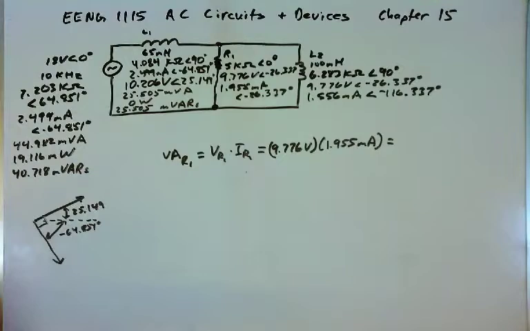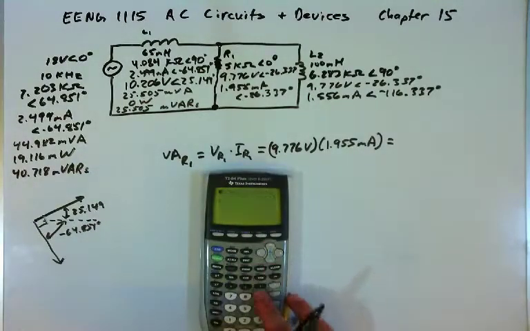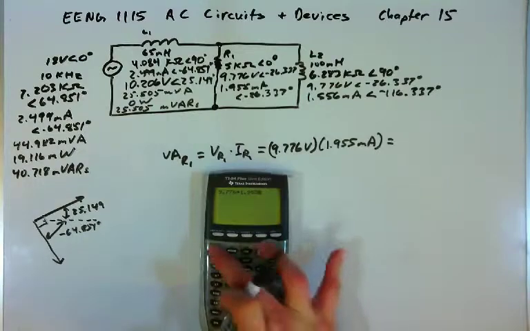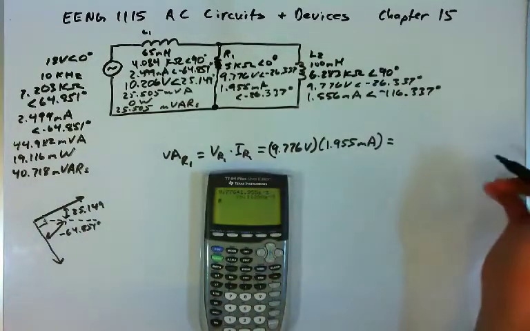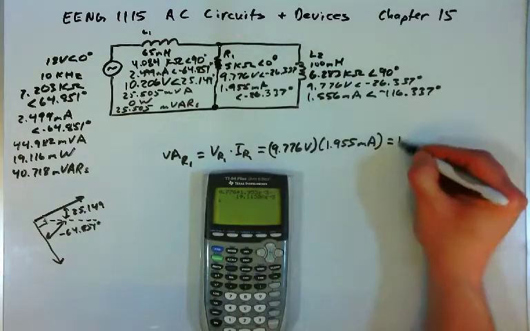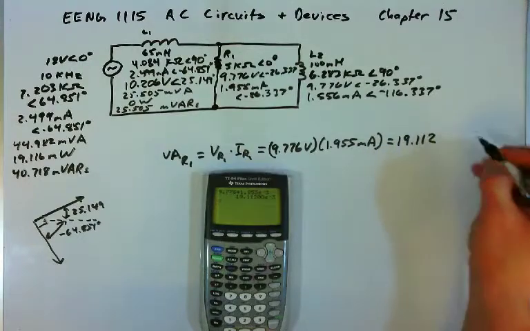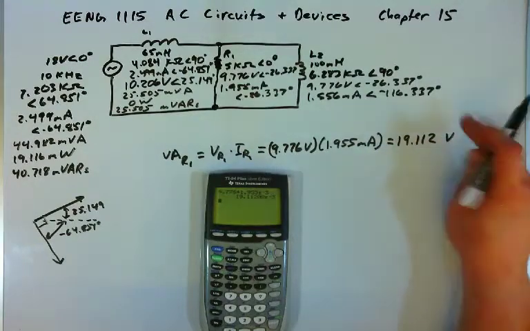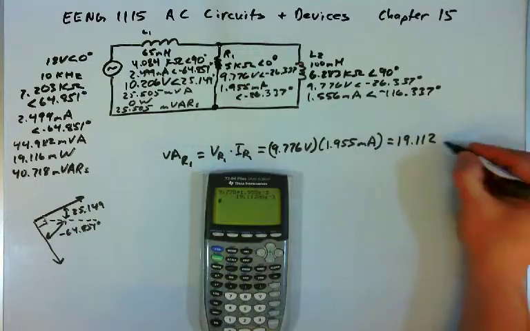milliamps, and we get 9.776 times 1.955 milli is 19.112 volt amps. Oh, millivolt amps.